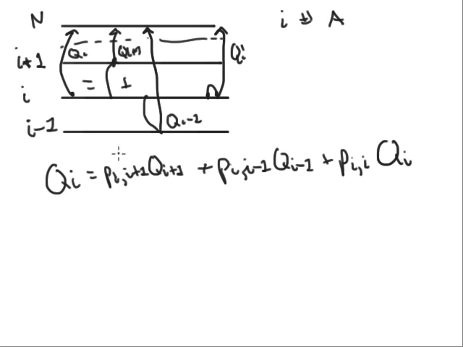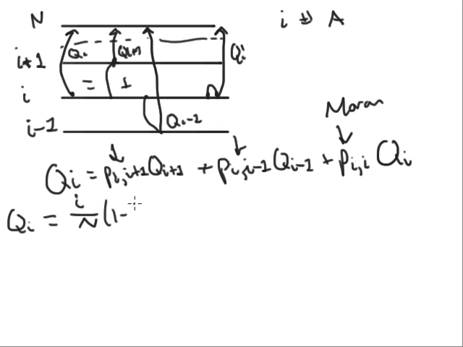Now we can use our results from the Moran model because we calculated these probabilities for this situation. So this comes from the Moran model. And just substitute in what we found. So we'll say that Qi is equal to i over N times 1 minus i over N, Qi plus 1, plus this is equal to also i over N times 1 minus i over N.